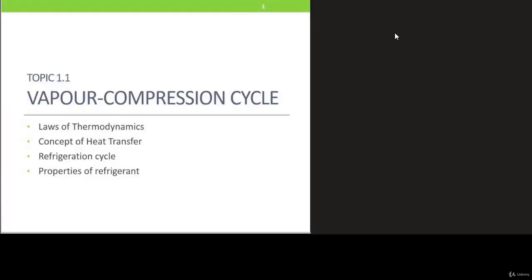Welcome to topic 1.1, on the vapor compression cycle. In this topic, I'm going to cover the very basics and fundamentals of the vapor compression cycle and the working principle behind the air conditioning system. Without understanding the working engine behind air conditioning, it's very hard to analyze and also to improve on this cycle.